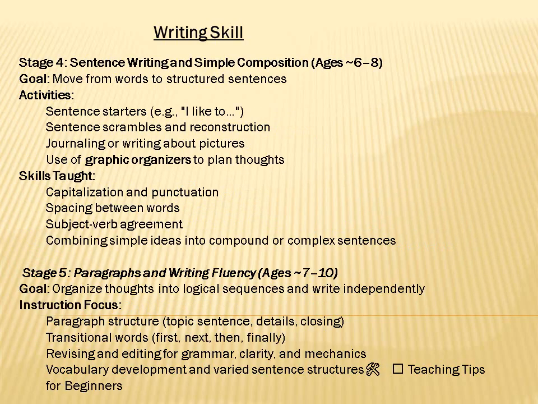Writing skill. Stage 4: sentence writing and simple composition, ages 6-8. Goal: move from words to structured sentences. Activities: sentence starters, e.g., "I like to." Sentence scrambles and reconstruction, journaling or writing about pictures, and use of graphic organizers to plan thoughts.